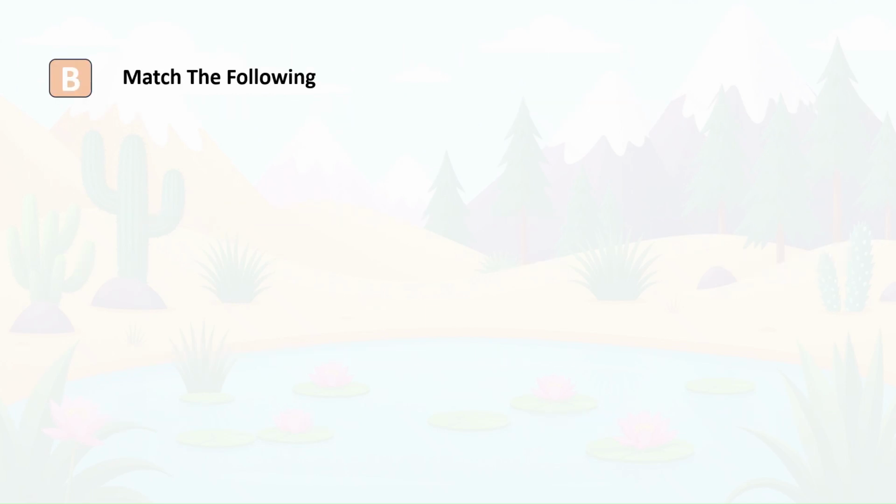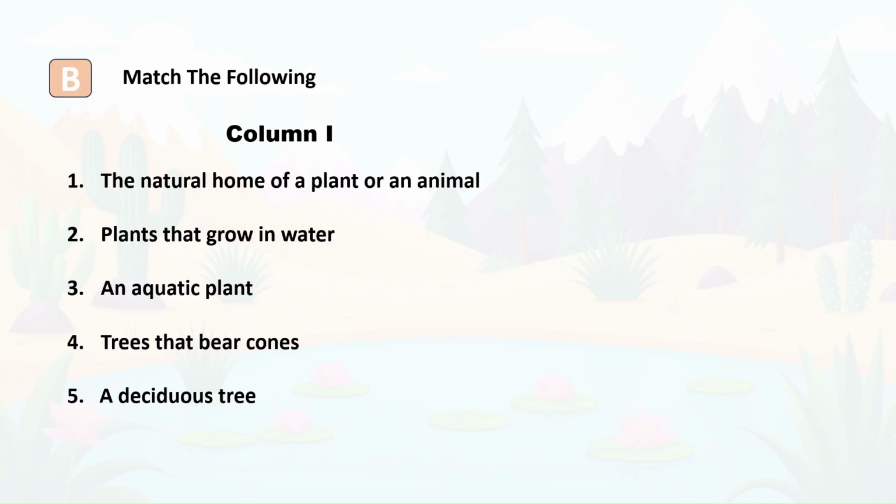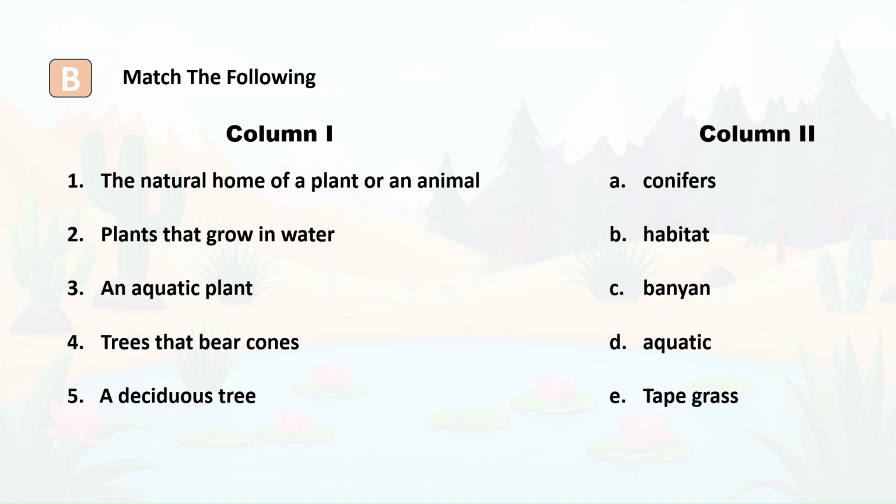B. Match the following. Column 1. 1. The natural home of a plant or an animal. 2. Plants that grow in water. 3. An aquatic plant. 4. Trees that bear cones. 5. A deciduous tree. Column 2. A. Conifers. B. Habitat. C. Banyan. D. Aquatic. E. Tape grass.